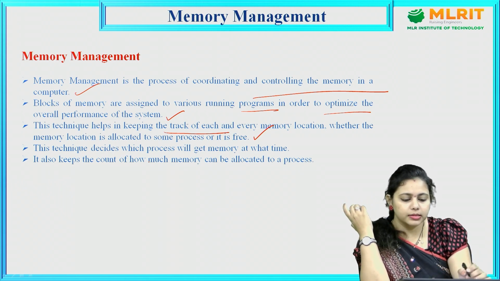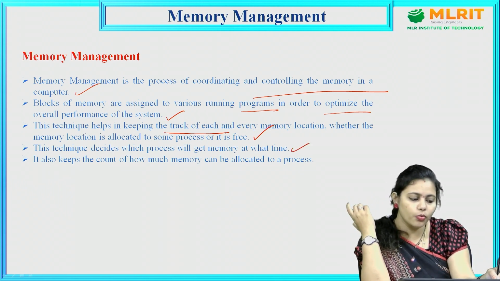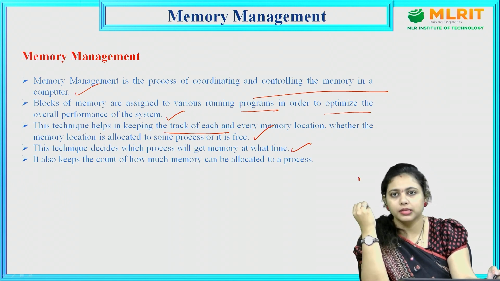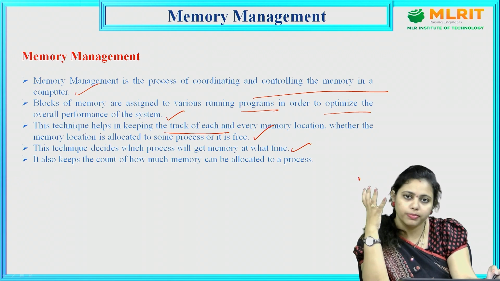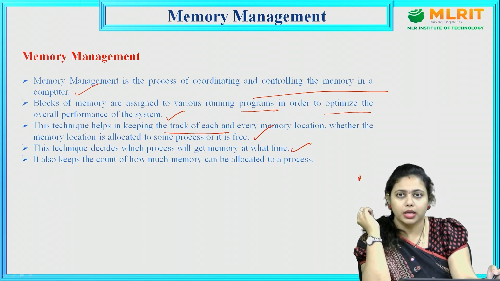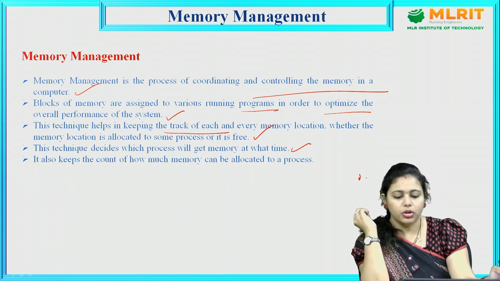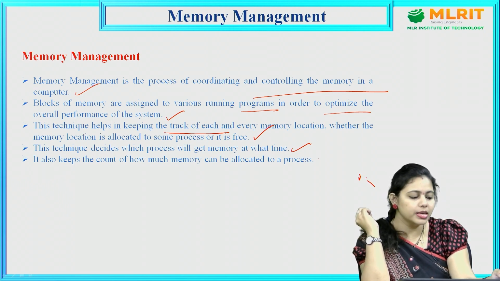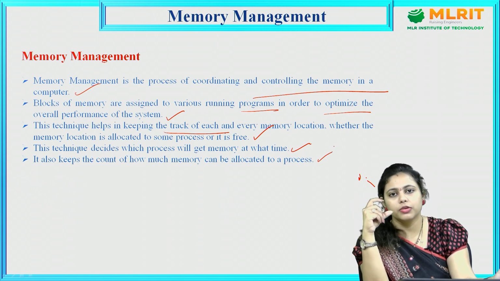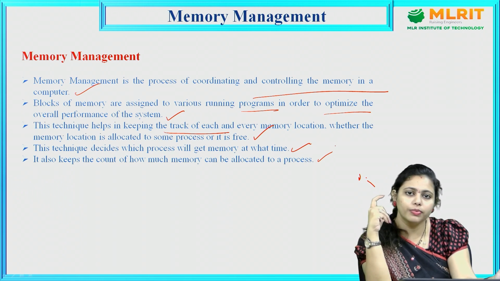This technique decides which process will get memory and at what time. So I should also keep track of processes that have not been allocated memory, and at what time memory is allocated to that particular process should also be taken into account. It also keeps the count of how much memory is allocated to a process. For each process, how many bits of memory I allocate is also very important.